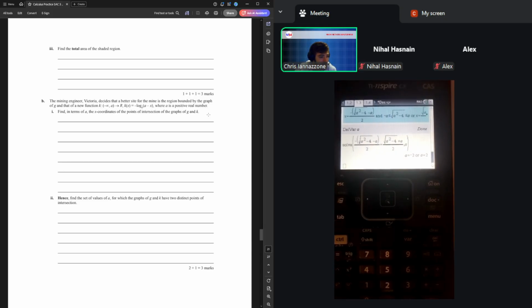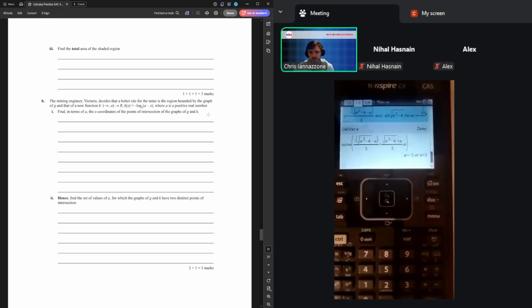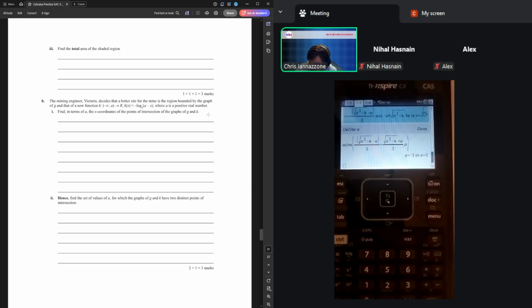Then we had: hence find the values of a for which the graphs have 2 distinct points. The keyword hence means we should be trying to use the answer to part I, that was the 2 x intersection points. We look at our graph, and we see that for certain values of a we have no solutions, 1 solution, or 2 solutions. To finalize the answer for part II, it said find the set of values of a for which there are 2. We just found the breakpoint. So all we would say is a is an element of 2 to infinity, non-inclusive of the 2.